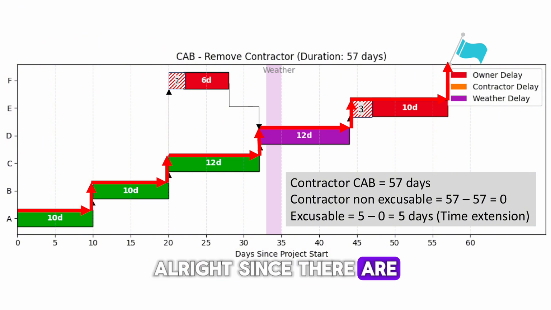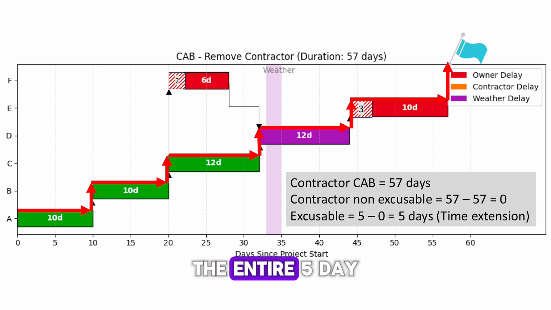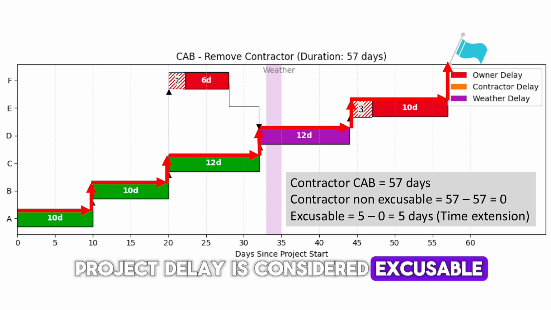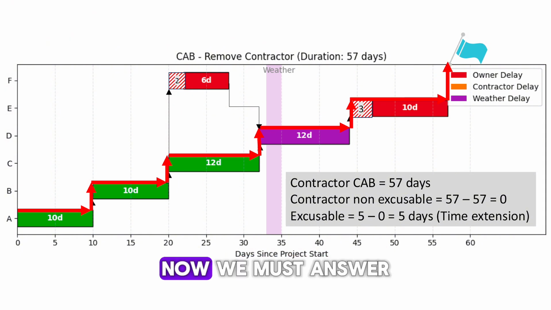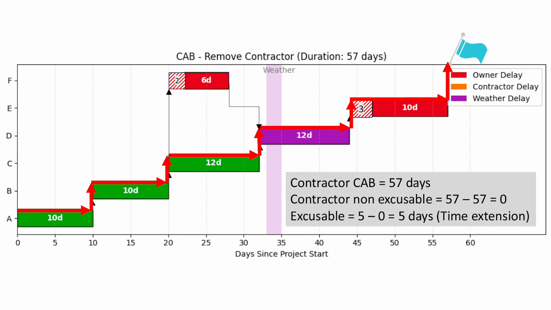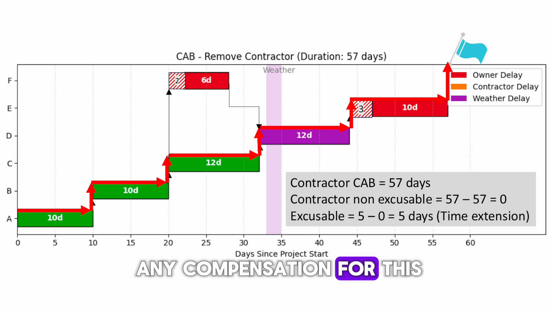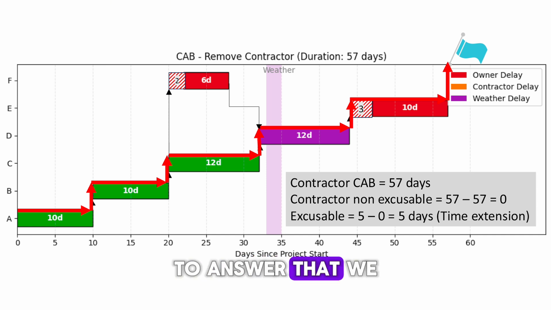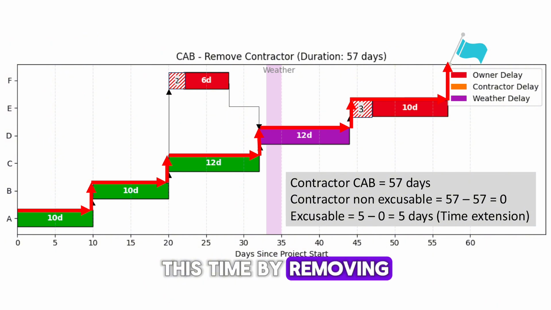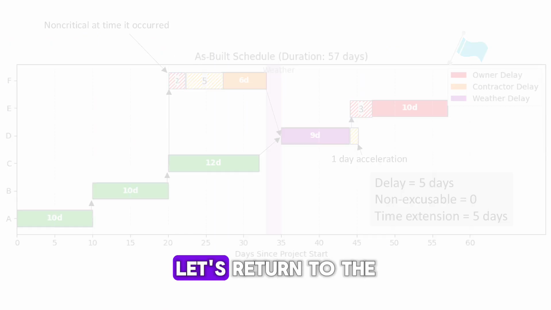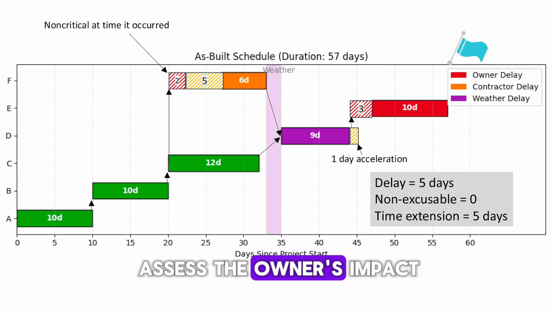Alright, since there are no non-excusable delays, the entire 5-day project delay is considered excusable. This entitles the contractor to a full 5-day time extension. Now, we must answer another question. Can the contractor claim any compensation for this excusable delay? To answer that, we need to develop another collapsed as-built schedule, this time by removing the owner delays from the original as-built. Let's return to the as-built schedule to assess the owner's impact.